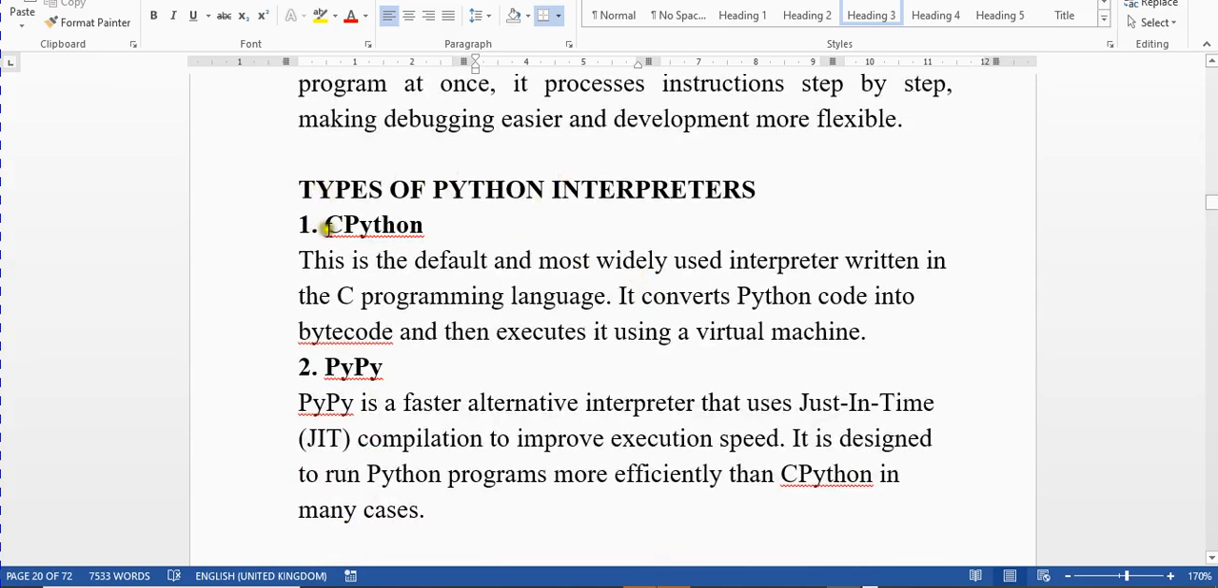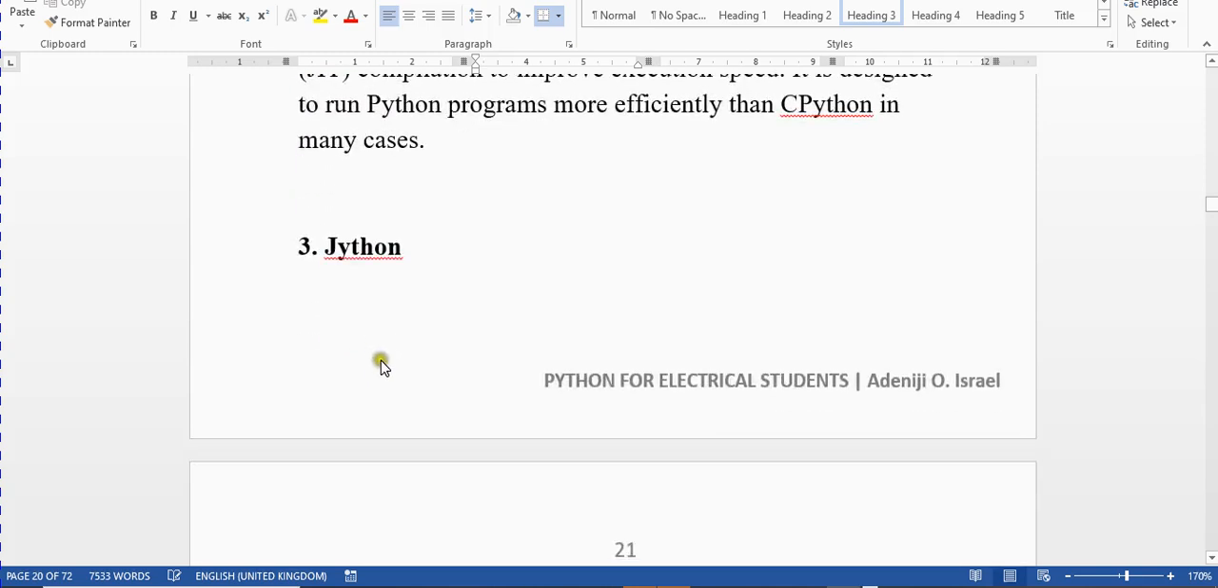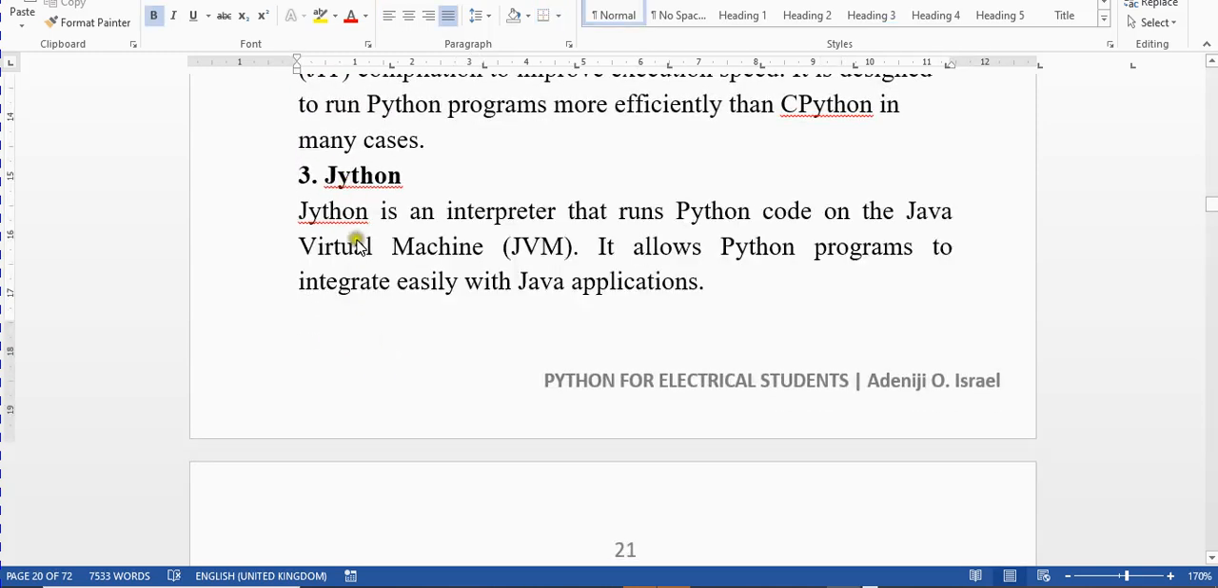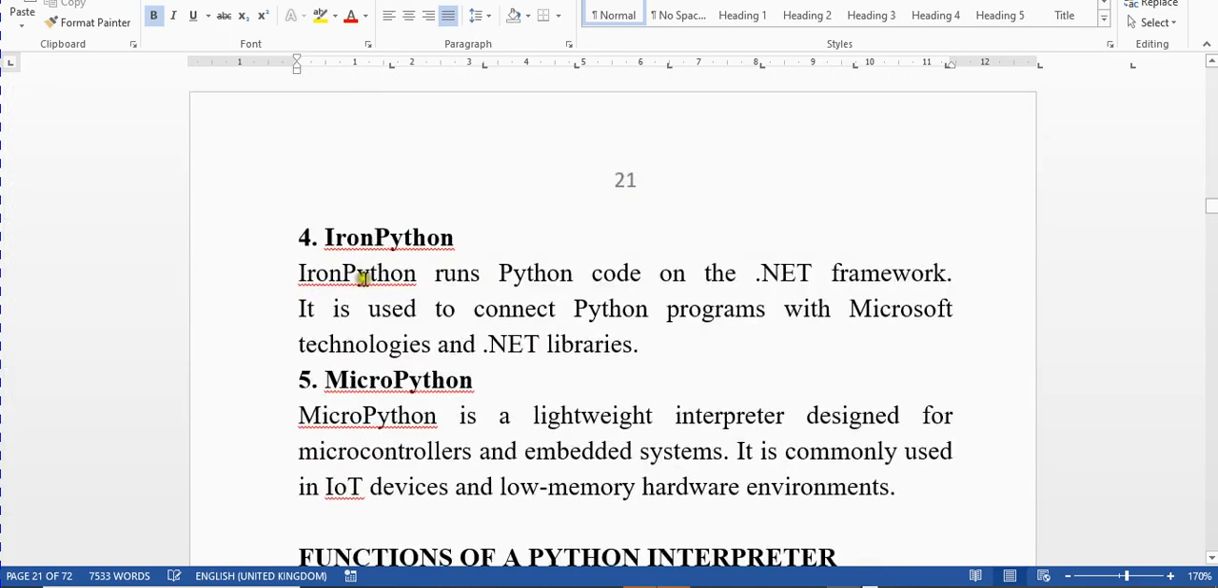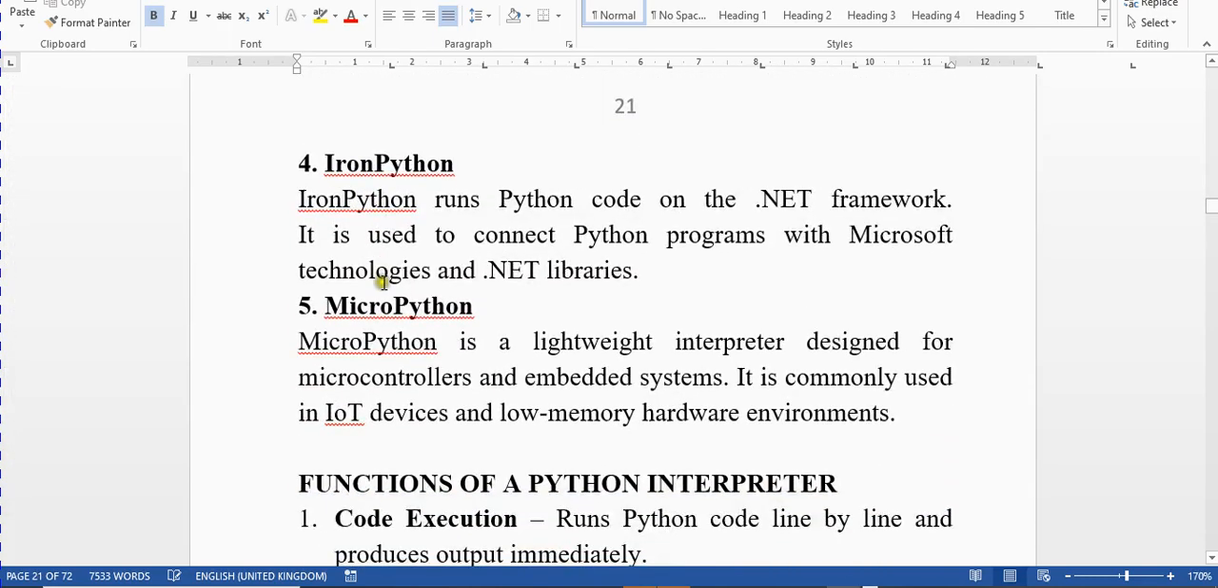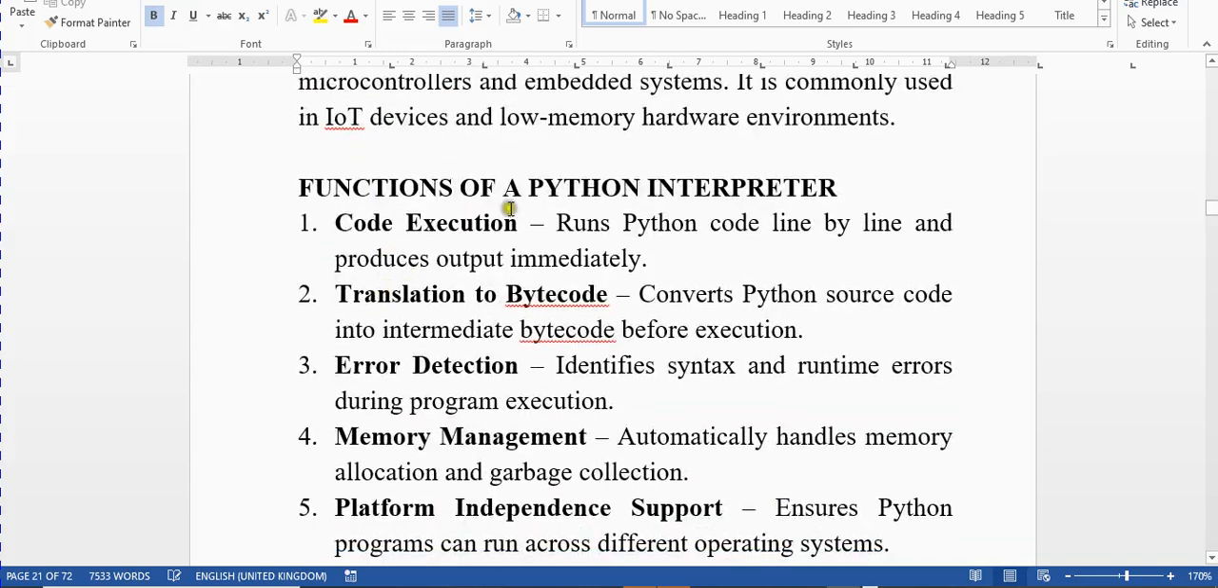We have CPython, we have PyPy, we have Jython, we have IronPython, we have MicroPython. So these are the types. Now, what is the function of the interpreter?